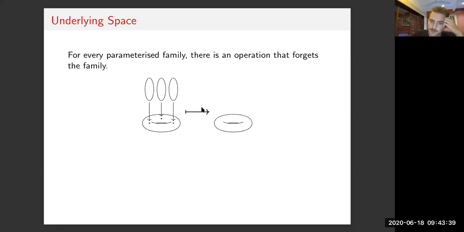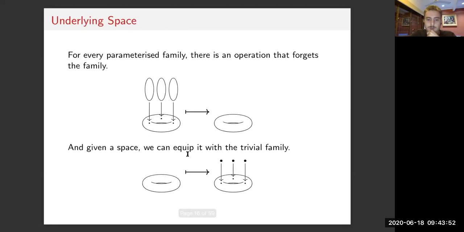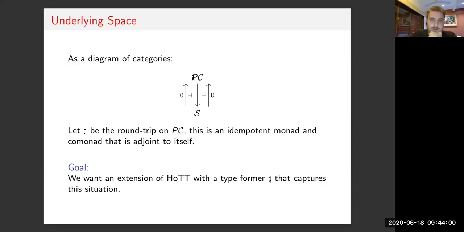There's a very basic operation, which is if we have one of these parameterized families, we can forget the family and just look at the base space. In the other direction, we can take any space and equip it with the trivial family, right? As a diagram of categories, that looks like this. We have our category of parameterized objects and this forgetful functor, which goes down to spaces. Equipping a space with the trivial family is both a left and a right adjoint to this forgetful operation. So the thing we're going to try and add to our theory is the round-trip operation, which goes from any pointed family down to the base space and back, giving us the parameterized family with the same base space, but only the trivial pointed thing over every fiber.